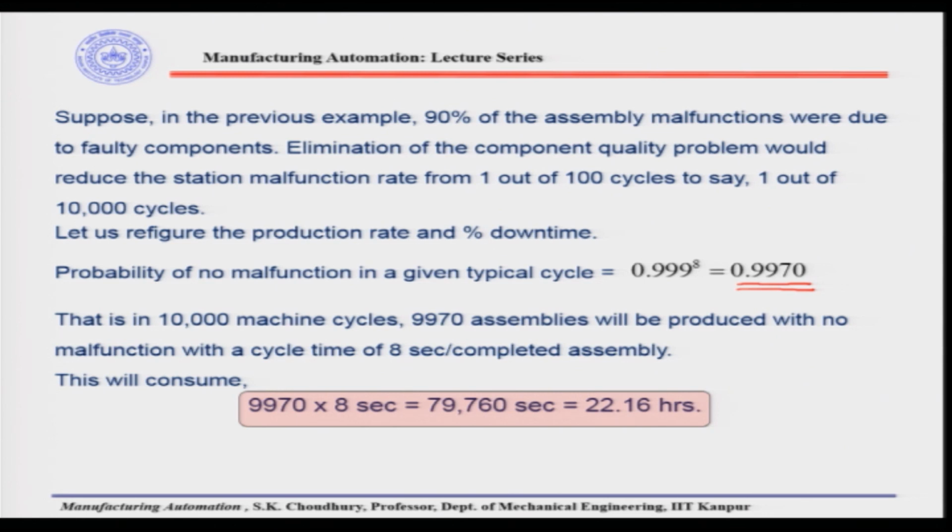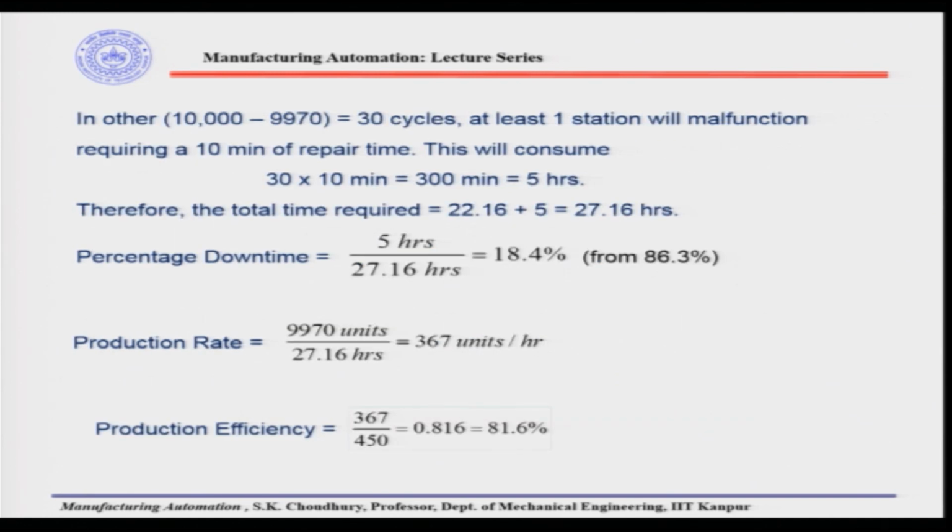Okay. And cycle time is 8 seconds per completed assembly. So, it will take 9970 assemblies into 8 seconds, this is 22.16 hours. So, once again, if we have one malfunction in 10,000 cycles, because we have improved the quality of the parts, we will now have 22.16 processing time. What happens with the other?